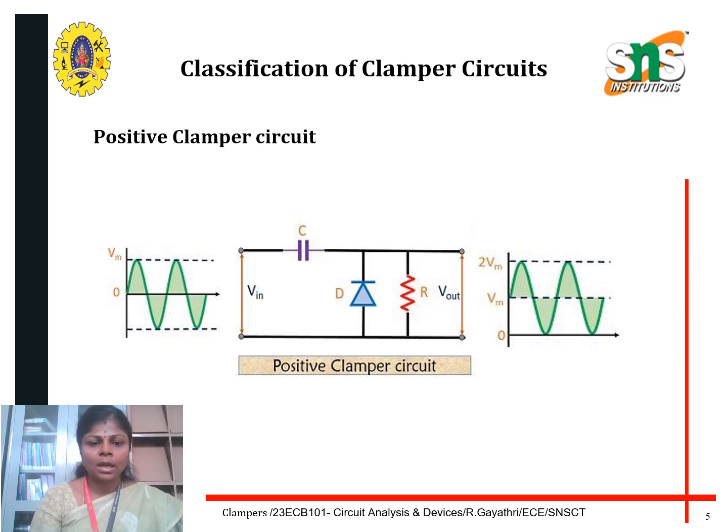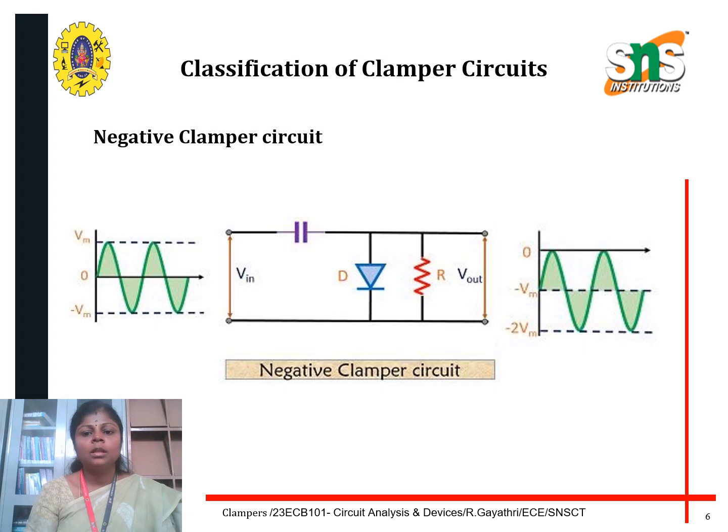Then coming to the negative clamper circuit, the capacitor, diode and resistor are connected, but the diode direction is reversed. Here Vin is given as the input AC signal, and Vout will be shifted to the negative DC level of the AC signal. So the input signal will be shifted to the negative side.